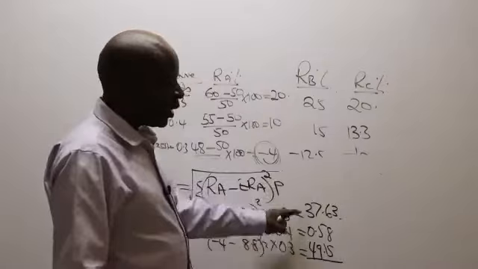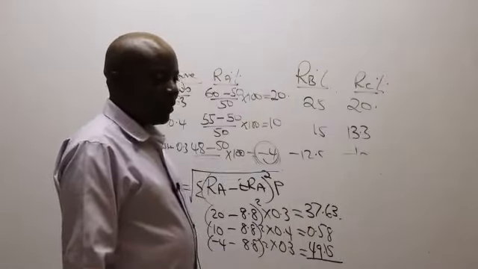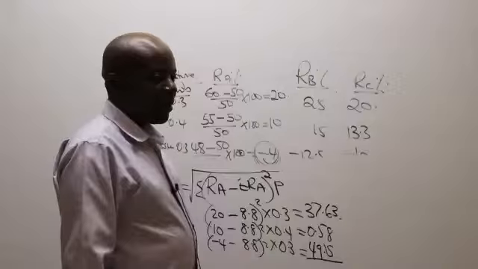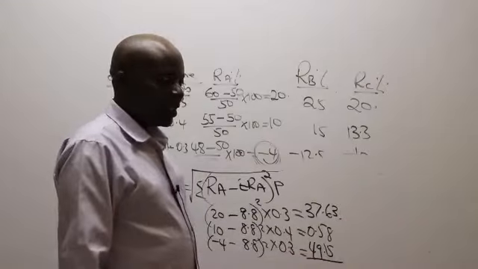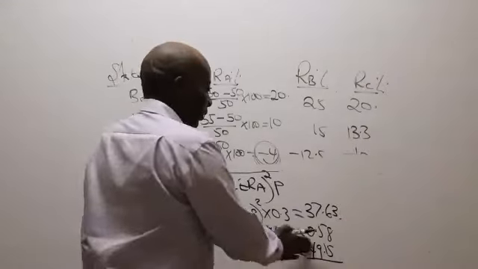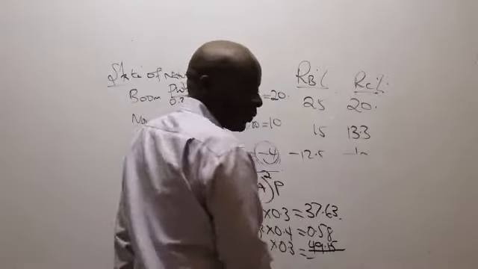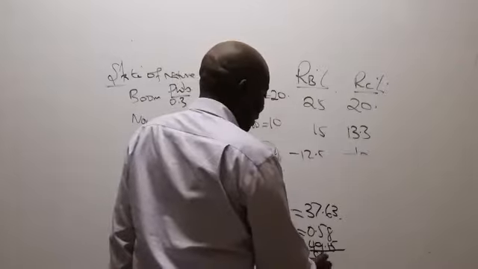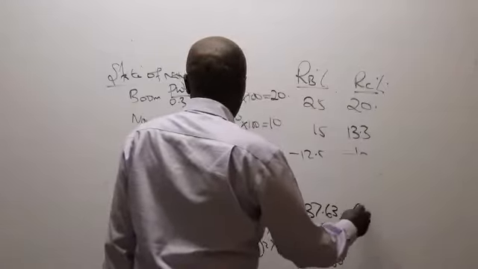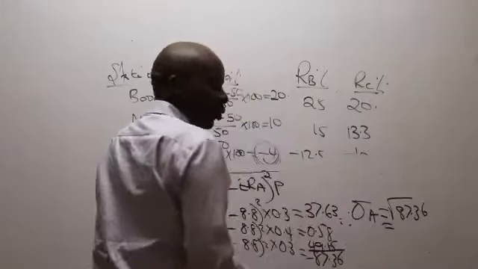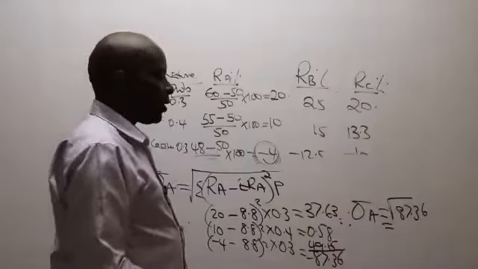Please give me the total when you add the three. So somebody can give me the total very fast. 87.36. So this is 87.36, and therefore standard deviation of A will be the square root of 87.36, which will be equal to what, somebody? 9.35. Thank you very much.